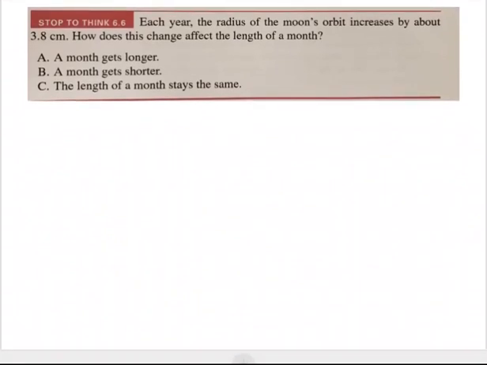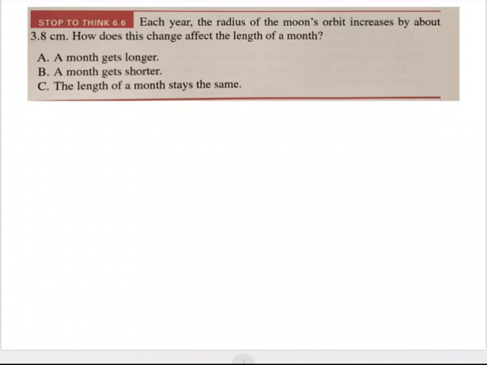So this one: each year the radius of the moon's orbit increases, this is true, by about 3.8 centimeters. There are 2.54 centimeters in an inch, so that's obviously more than an inch. If I doubled 2.54, I'd have about 5. So it's between 1 and 2 inches per year. How does this change affect the length of a month? A month gets longer, a month gets shorter, the length of a month stays the same. What do you think?